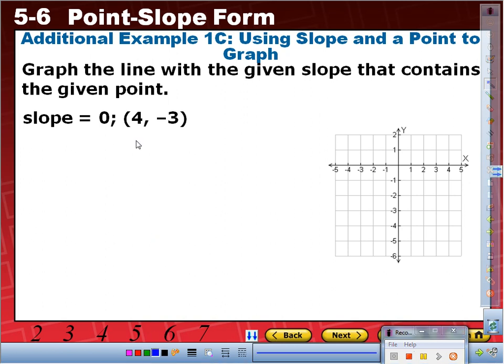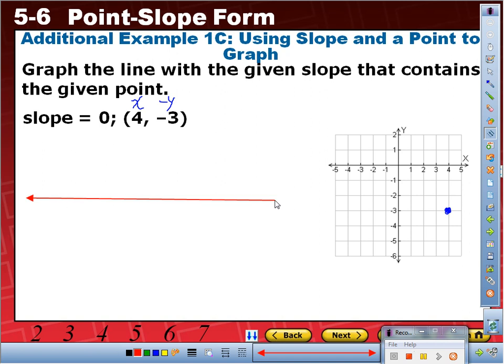Okay, here we go. They give us the point 4, -3. 4 is x, -3 is y. So that point, 4, -3, is about right there. All right. So the line has a slope 0 and it has to go through that point. So a line with slope 0 looks something like this.